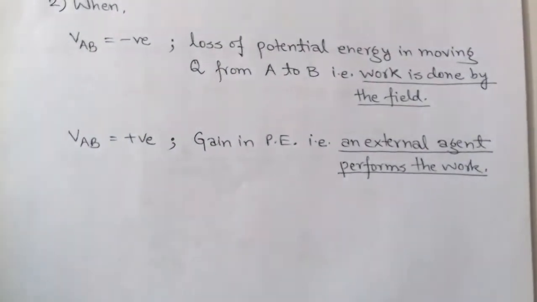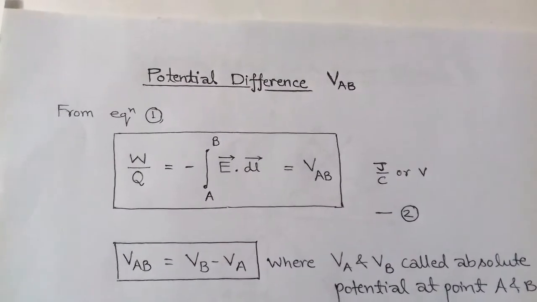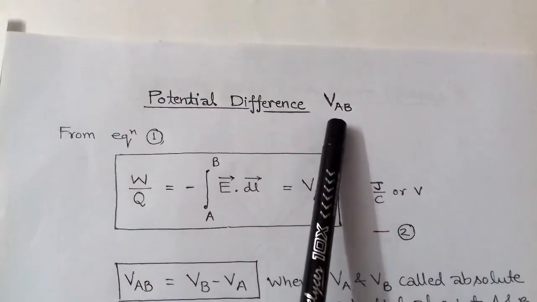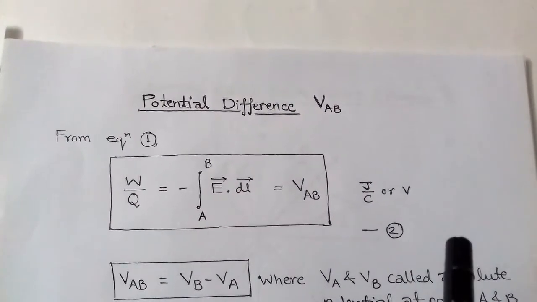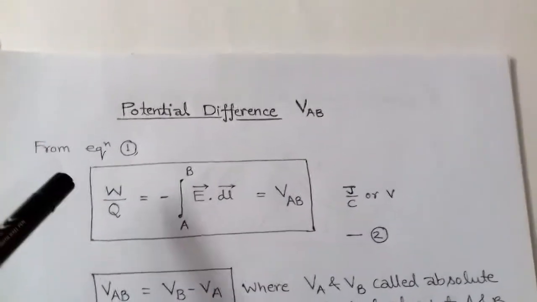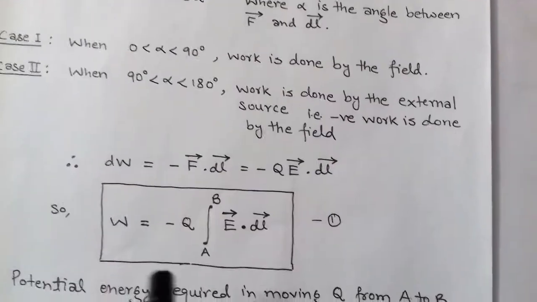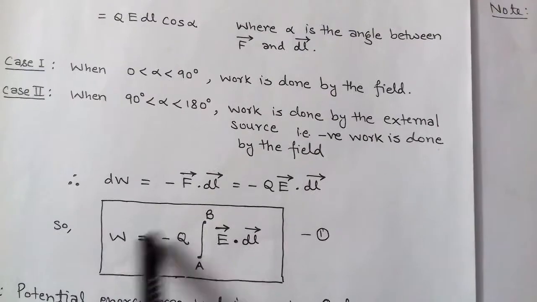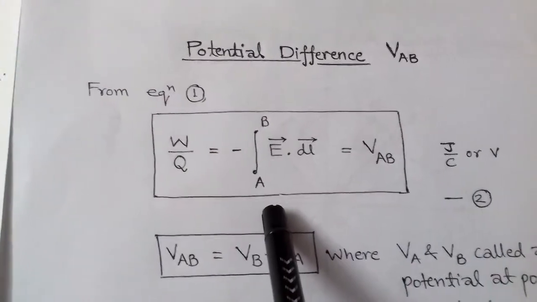Now the term potential difference. Potential difference is denoted by capital V suffix AB. A and B are the two points. Here A is the initial point and B is the final point. So from equation 1, the ratio W upon Q is called a potential difference.